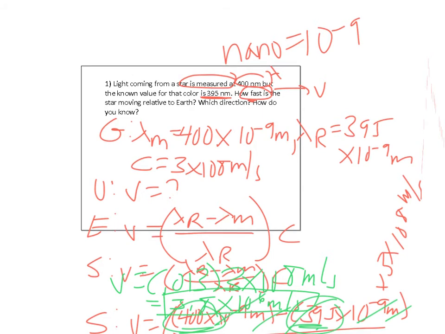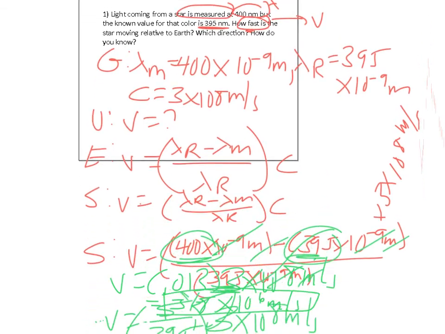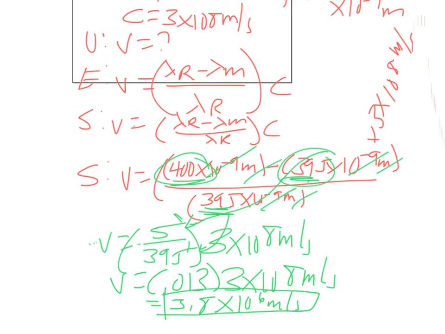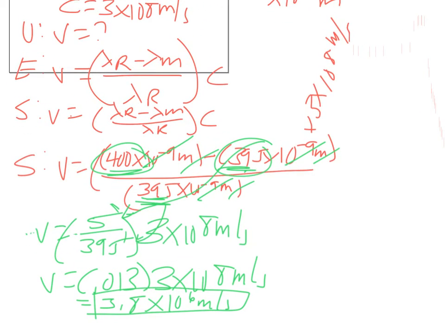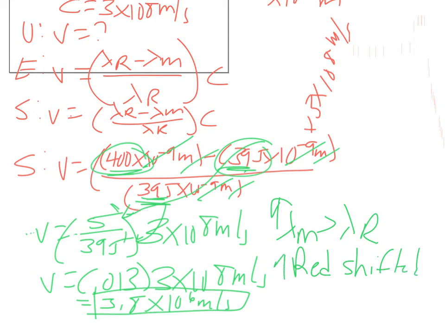And I notice that the measured one is a bigger lambda. So since lambda measured is greater than lambda real, right? So this one's bigger. That means that it's red shifted. And since it's red shifted, because remember, red has a higher wavelength than blue, that means that it's moving away. So it's moving away from us. And the reason you know that is because the lambda is bigger. Yeah? A lot of concepts, one question.